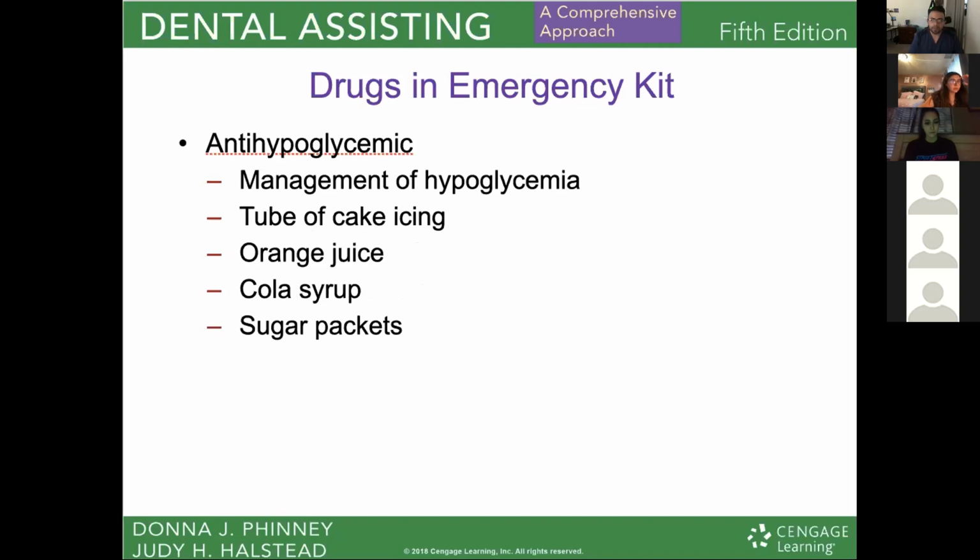Okay, and antihypoglycemic is for the management of hypoglycemia, which is a fancy word for low blood sugar. So if patients have some type of diabetes, and let's say they took too much insulin, they didn't get enough to eat, or for whatever reason they're experiencing low blood sugar, you want to have things like a tube of cake icing, orange juice, cola syrup, sugar packets. These are things that can be used to quickly elevate the patient's blood sugar so that it's no longer hypoglycemic.